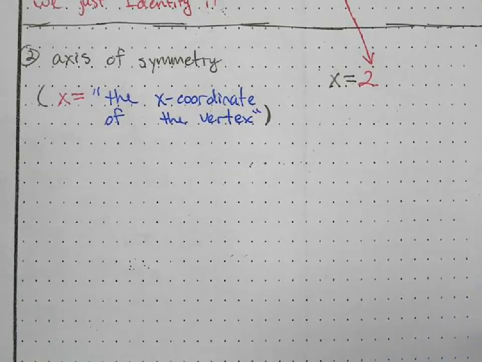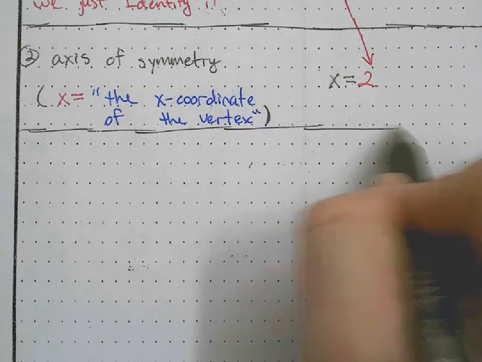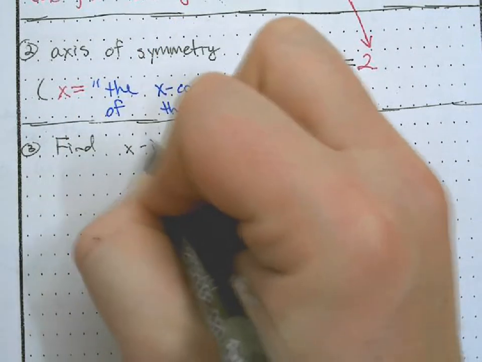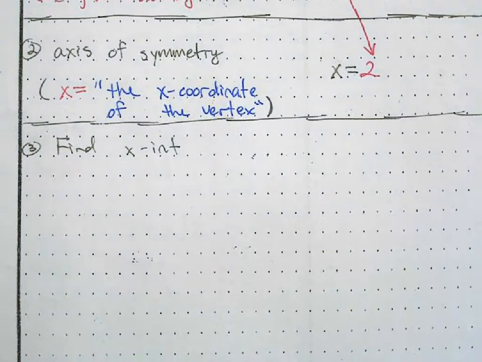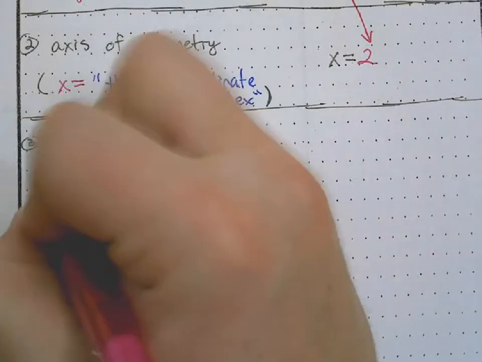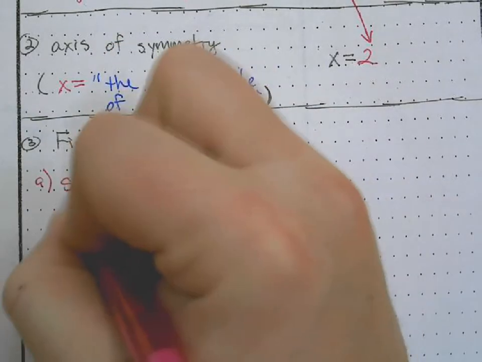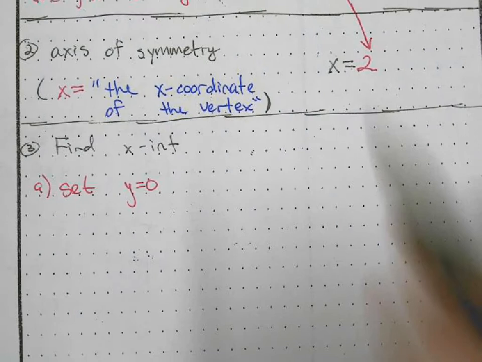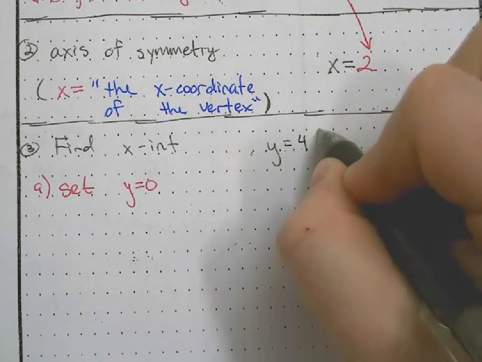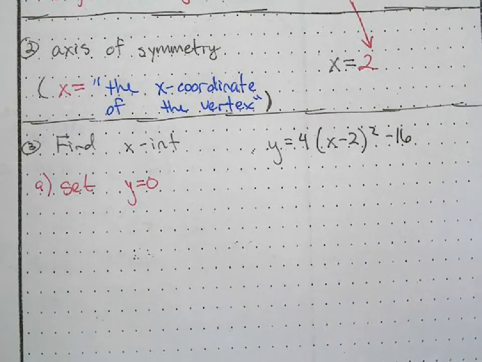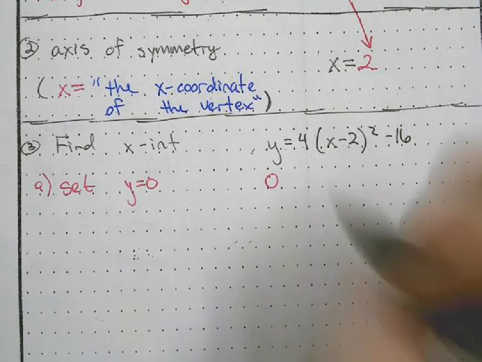Step 3, find x-intercepts. The same kind of idea. X-intercepts are where y equals 0. So the first thing we'll do, set y equal to 0. So I have my equation from before, y equals 4 times x minus 2 squared minus 16. So I'm going to set y equal to 0.